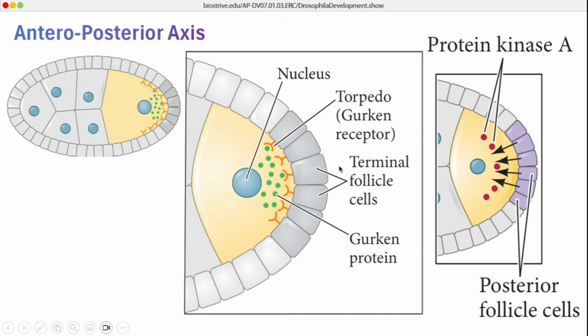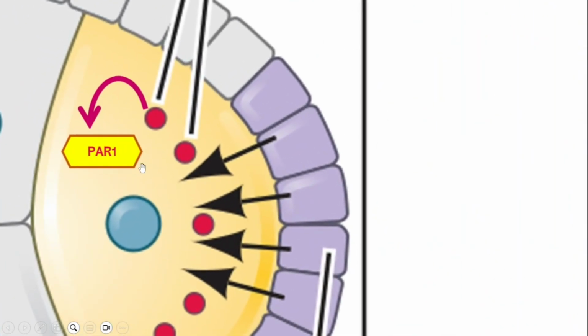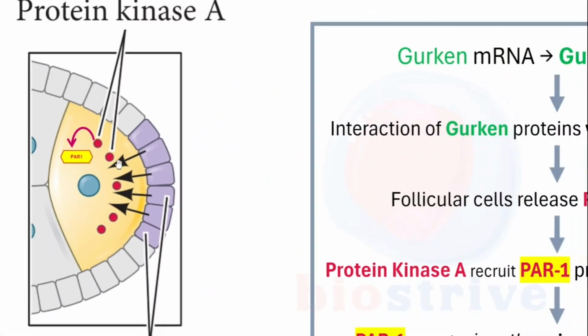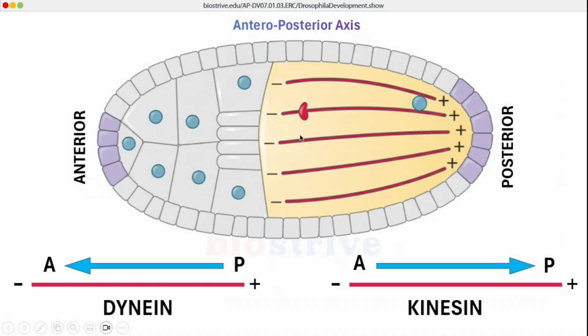This protein kinase A will eventually reach this oocyte, and this protein kinase A will initiate or will localize a specific protein which is PAR1, the partition defective. As you can see, this protein kinase A has recruited a specific protein which is PAR1 or partition defective 1, and this PAR1 will reorganize the microtubule cytoskeleton all along this developing oocyte, as you can see in this diagram.